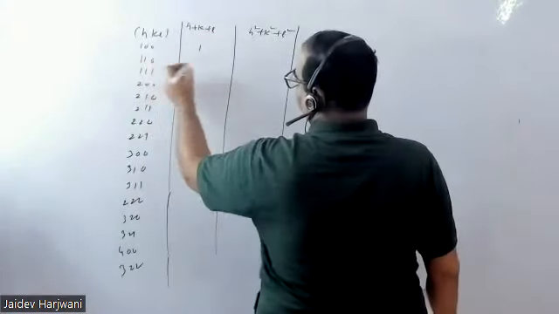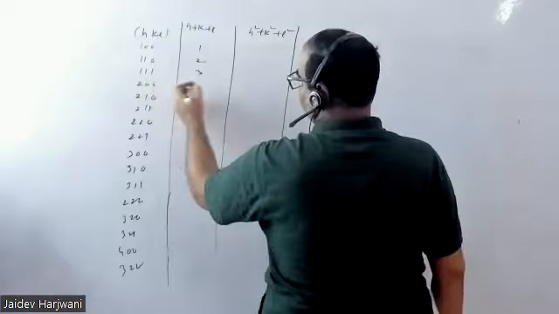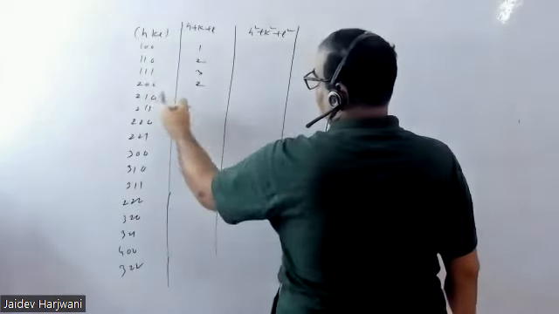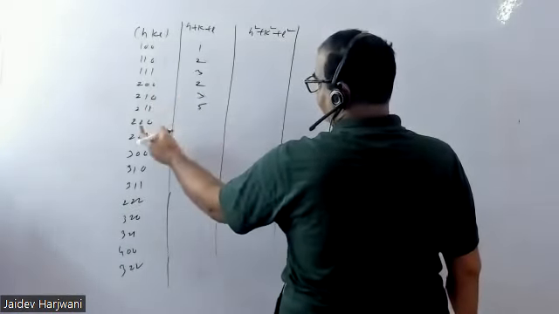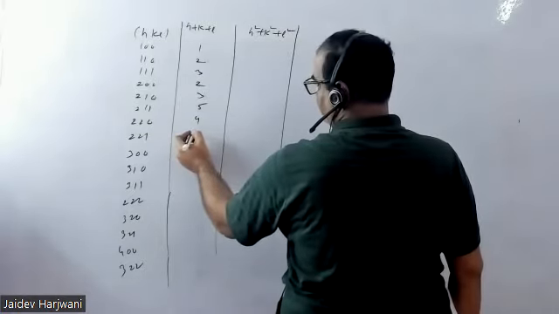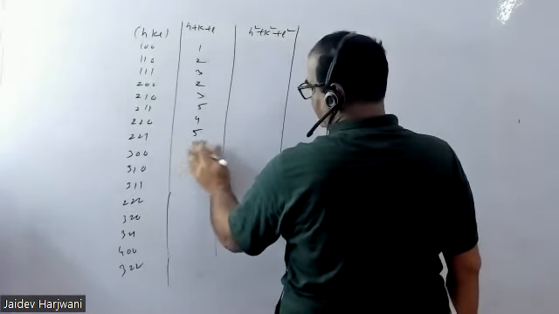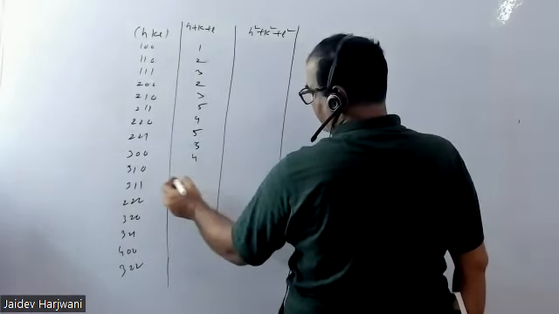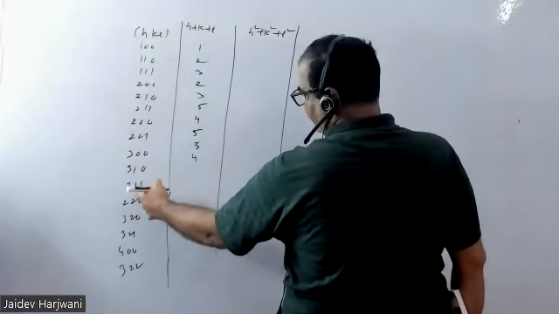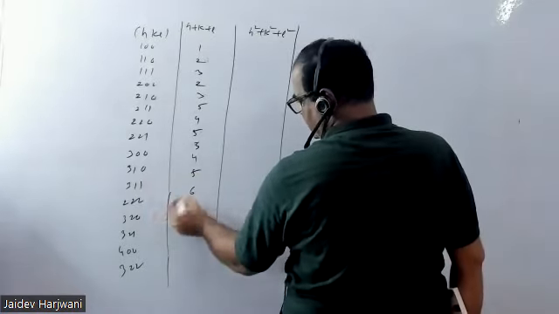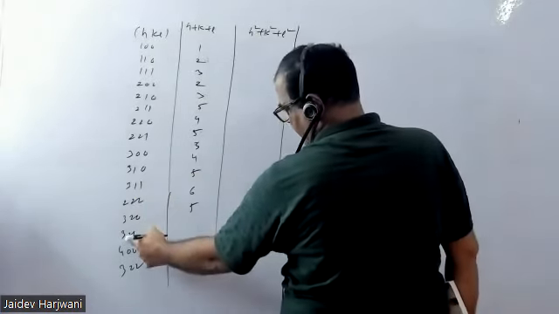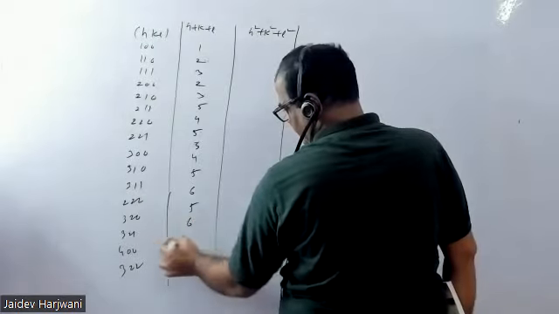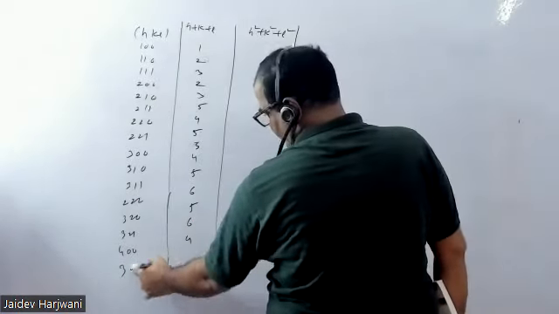So this will give you 1, this will give you 2, this will give you 3, this will give you again 2, this will give you 3, 5, 4, 5, 3, and then this will give you again 4, 3, 1, 4, 5, 6, 5, 5, 1, 6, and this is 4, and this is 2, 2, 4, 7.